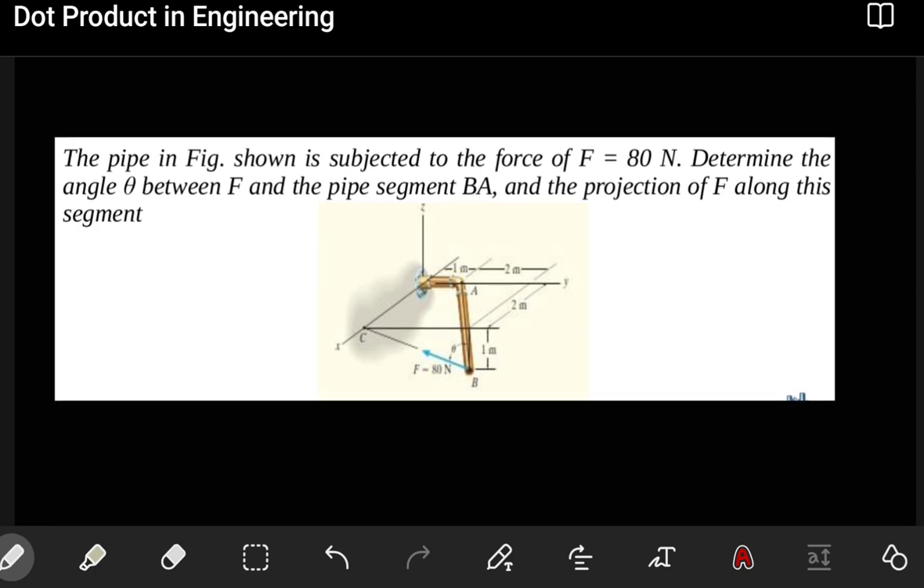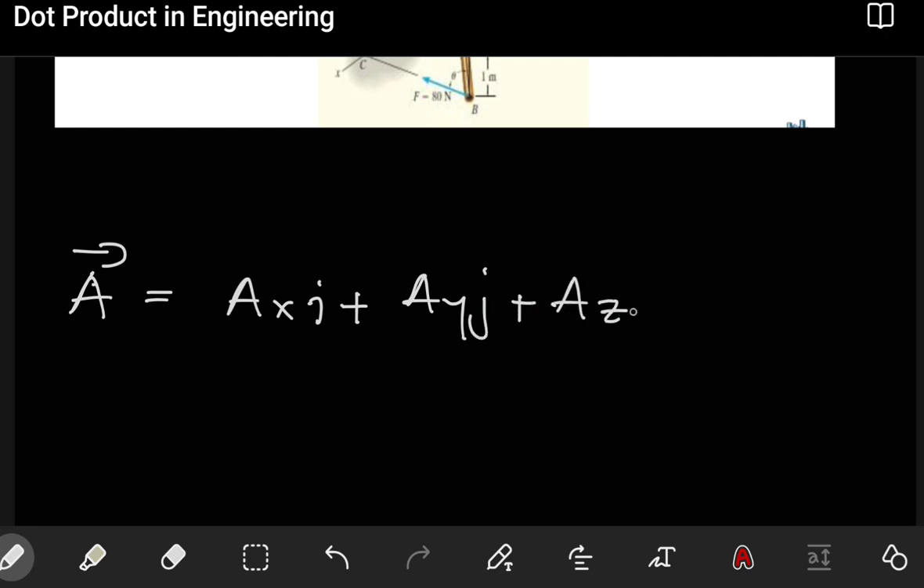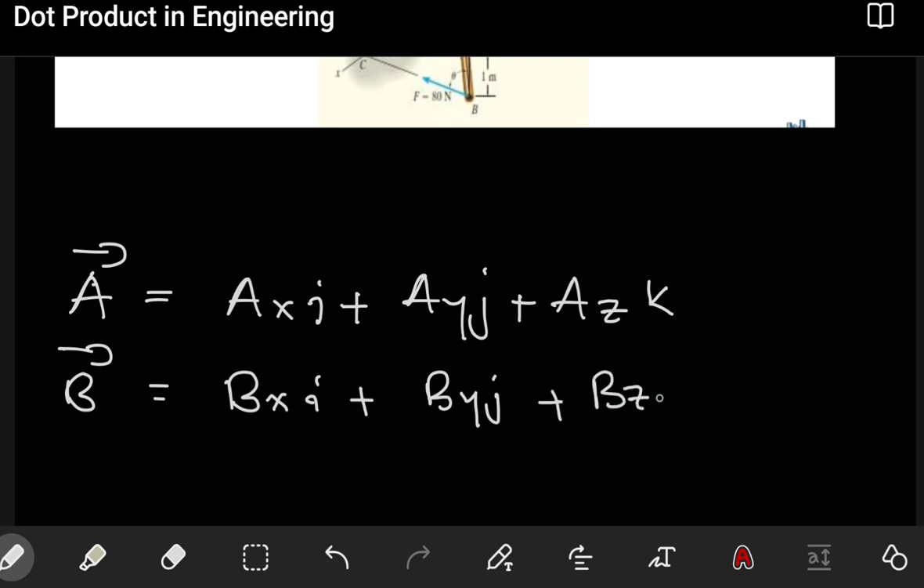Well, this is a build up on what we have been doing so far in terms of engineering. So suppose you had a vector expressed in Cartesian vector form. So you have a vector A, and this vector A is going to have components, let's say A in X. So A in X is in the I direction, and then you have A in Y, which is in the J direction. Then you have A in Z, which is in the K direction. Then you have another vector B, and this vector B, let's say it has components B in X in the I direction, and then B in Y in the J direction, and then we have B in Z, B in Z in the K direction.